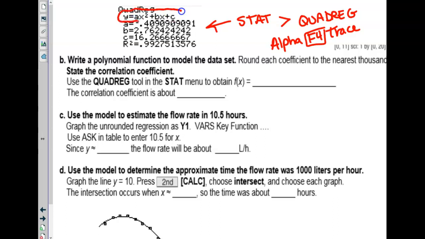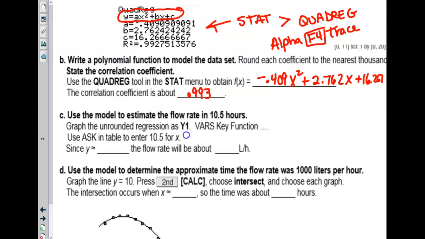Does everybody see right there? And we're supposed to put these in, and it says to the nearest thousandth, which would be tenths, hundredths, thousandths, 3 places. So A is negative 0.409. You have this on your sheet. X squared plus B is 2.762x plus C is 16.267 if I round that to 3 places. And the correlation coefficient is about 0.993. This is the only correlation coefficient you can get for a quadratic. And I don't know much about how you calculate a quadratic correlation coefficient.